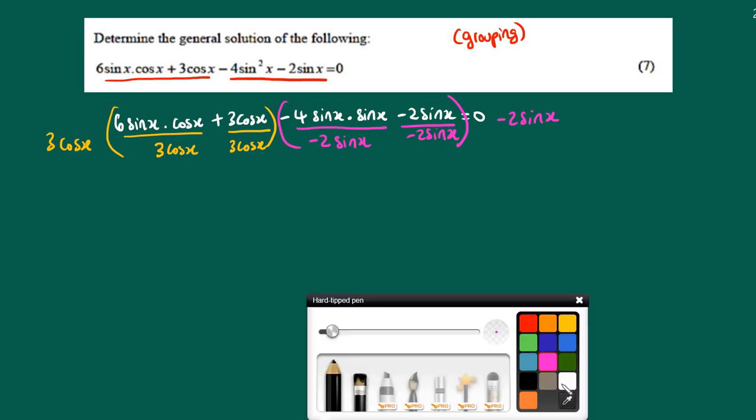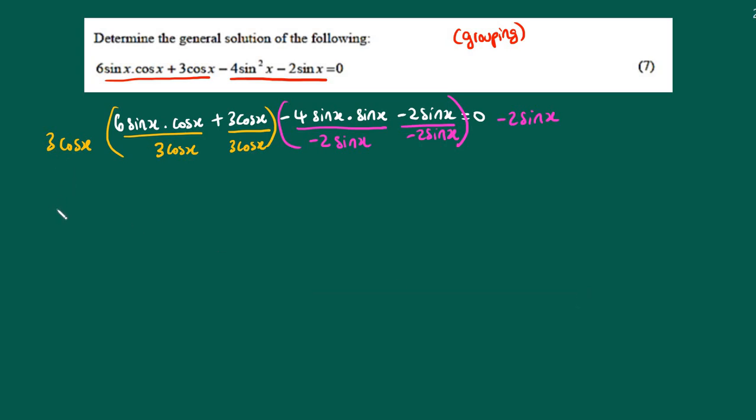But if I write it properly, it means I'm going to have 3 cos x outside, and then 6 divided by 3 is 2. Cos will cancel cos. I'm left with sine x, and then here it's going to be 1. Then remember the common factor you took, you write it here, minus 2 sine x, and then you say -4 divided by -2, it's going to be positive 2. Sine will cancel sine, then you're left with 1 sine. Then here it's going to be positive 1.